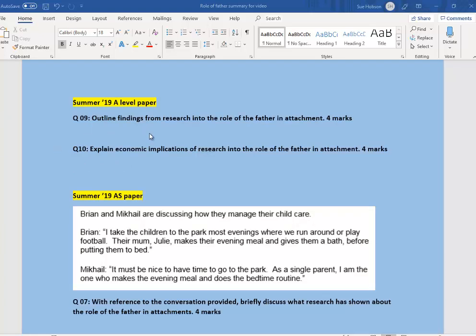Okay, summer 19, we had questions on the role of father in the AS and the A-level paper. So 2 questions on the A-level, which you can see on your screen, and 1 on the AS. So you can just pause the screen and have a look at those, and we'll give some answers at the end. So be thinking about this as you go through.